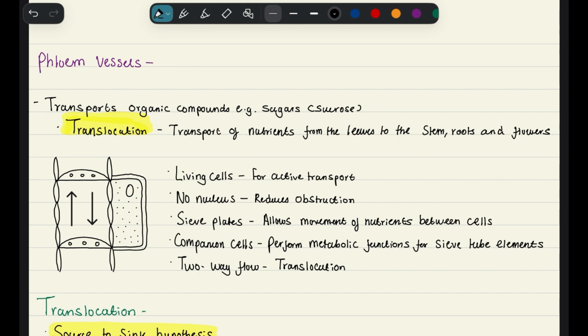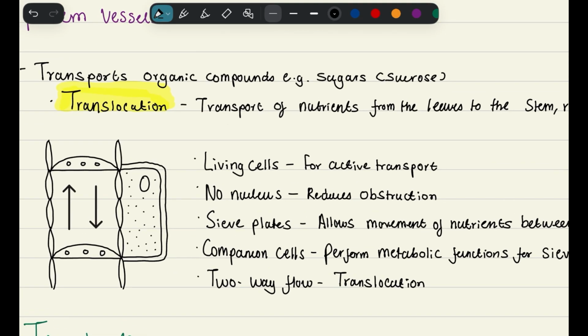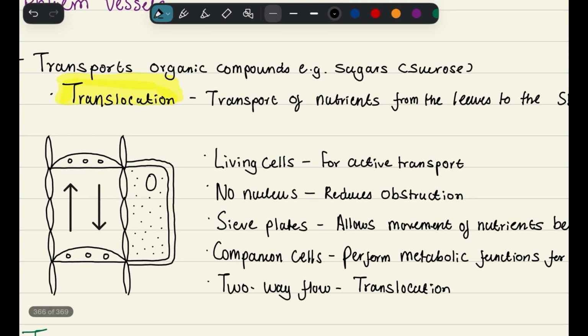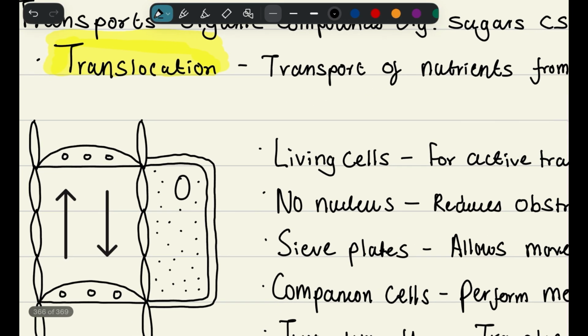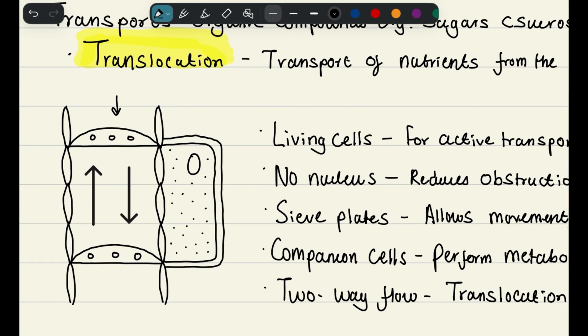Cool. So, in terms of phloem vessels, we're going to talk about its structure, and then we're going to talk about translocation. In terms of its structure, you can see it there. We have living cells for active transport. When I say living cells, we have our sieve tube elements and companion cells. I haven't really shown that very clearly here, but you can see in the middle, this is your sieve tube element, and this is your companion cell.